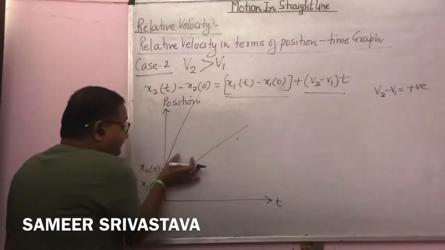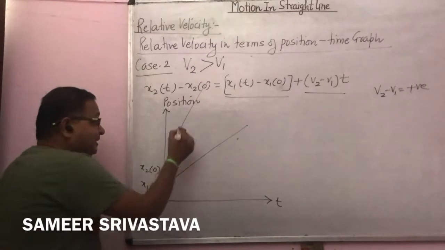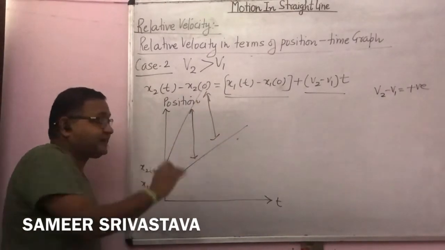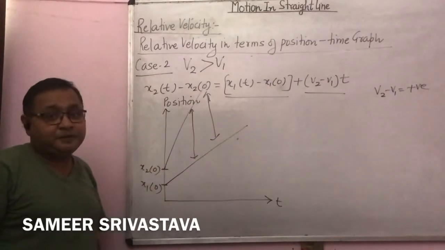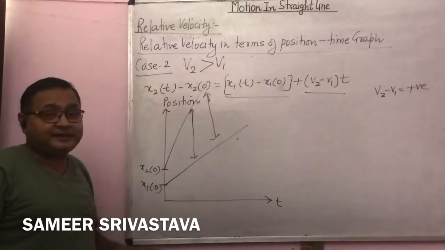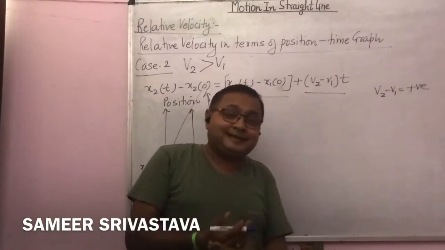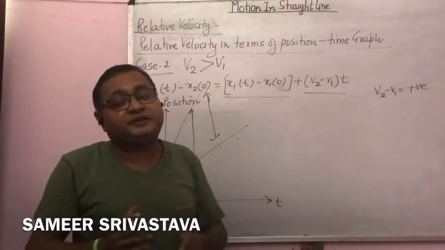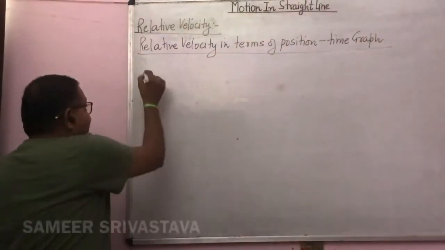The graph is not the same because the displacement of the second object gradually increases with respect to time. So whenever v2 is greater than v1, the value of v2 minus v1 is always positive, and the displacement of the second object always increases with time. Okay, now I am going for the third. Now students, case 3.